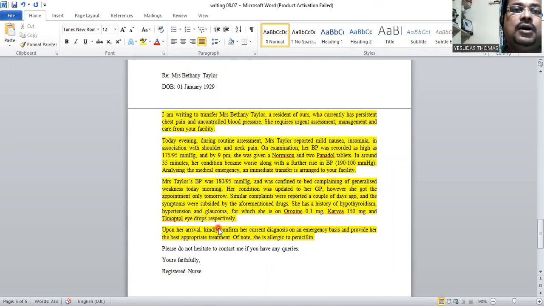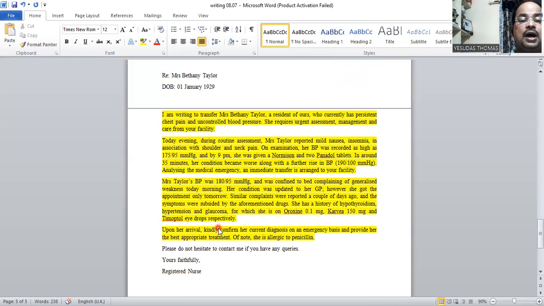This is the purpose. So this is an immediate transfer. I'm writing to transfer Mrs. Bethany Taylor, a resident of ours, who currently has persistent chest pain. You have to add the word currently. It means at present. At present, she has persistent chest pain and uncontrolled blood pressure. At the time we are transferring the client to your care, she is experiencing persistent chest pain and uncontrolled blood pressure. She requires urgent assessment, management, and care from your facility. So that is our requirement.